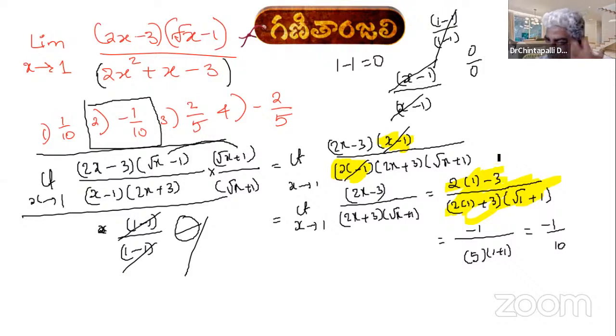Plugging in 1 at this stage, what happens? It's going to be 0 by 0. Then how does it become correct? Why is that calculation wrong? Cancelling 1 minus 1 by 1 minus 1 is wrong. By doing this type of cancellation, we got 2 is equal to 1. At that stage, in that calculation, it is wrong.